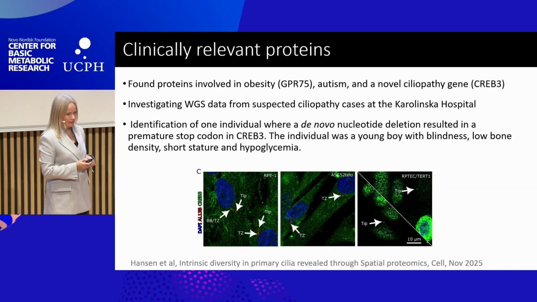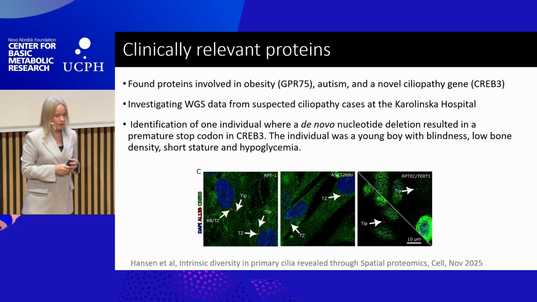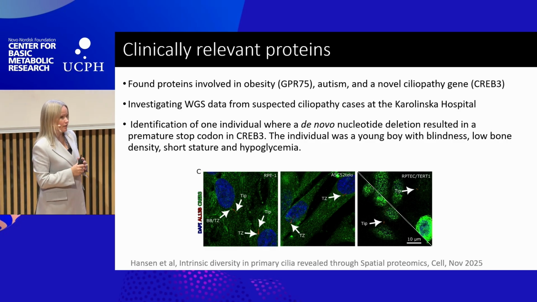And of course, we found many known ciliopathy proteins there, as we should, but we also could confirm that GPR75, which is mutated and has associations to obesity, is localized to the cilium. We found many proteins, almost 10, that have been linked to autism. And we also found a potential novel ciliopathy gene.